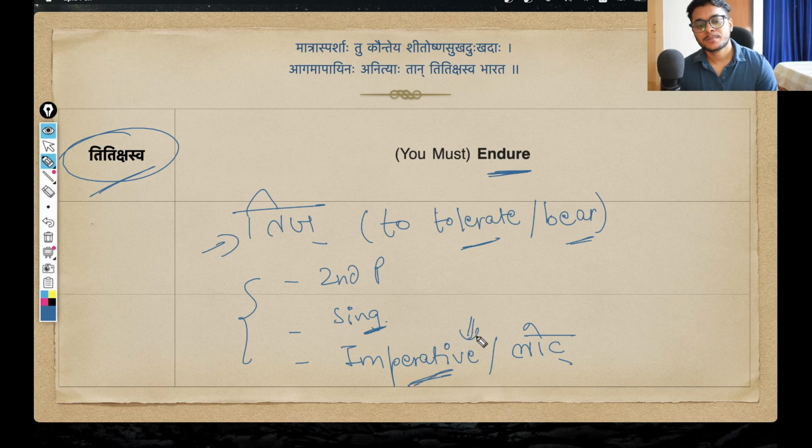And we know that this imperative mood is used when we are making a request or we are giving an order. So within the context of the shloka, you can think of it like an order, because as a teacher, Krishna is instructing Arjuna that Arjuna, you must endure. So it is kind of an order, but it is more like a stern suggestion. Okay, a sincere suggestion. So either way, you can think of it. That is why I've written this, that you must endure. Okay, titikshaswa. So I hope it is clear.